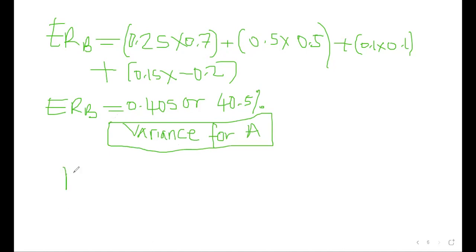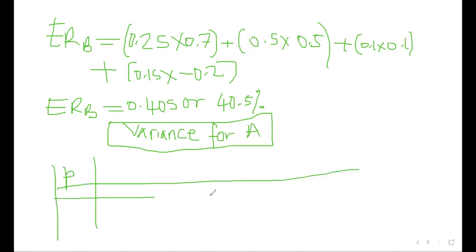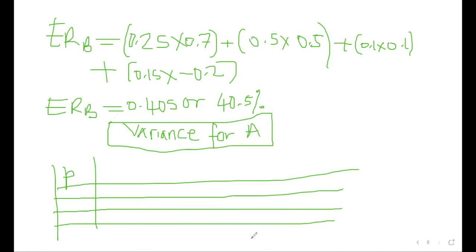So A is the P. In this case, how many P's do we have? There are 4 P's, right? The first P is what? 0.25, correct.